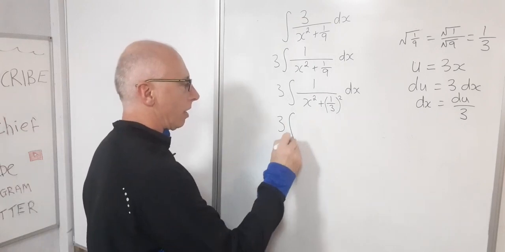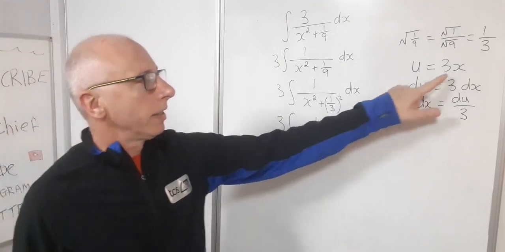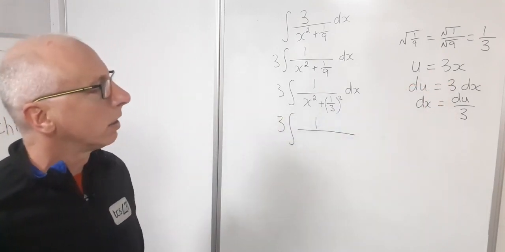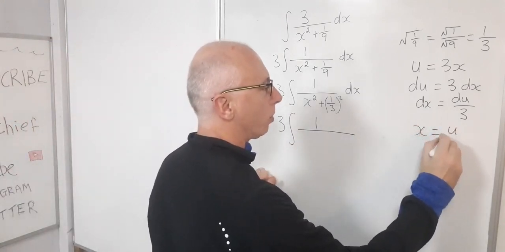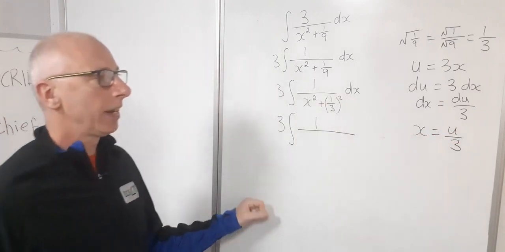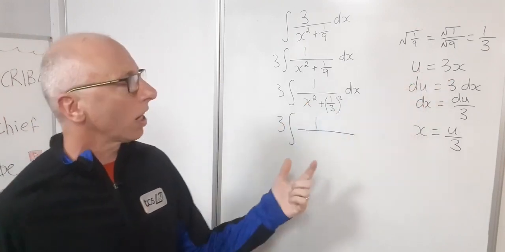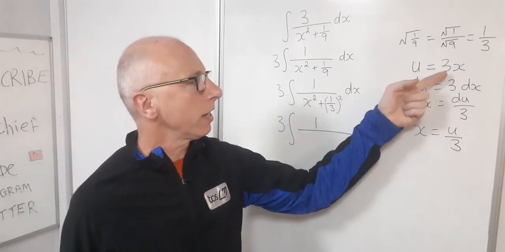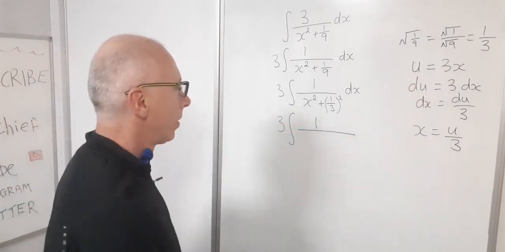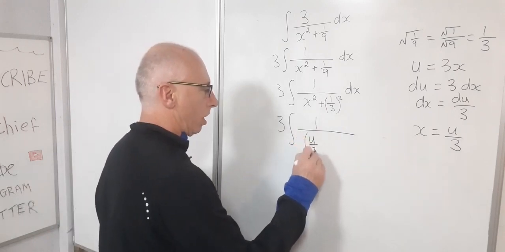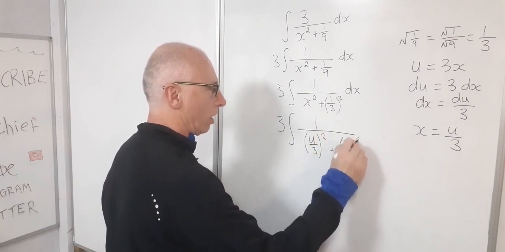So now I've got 3 times the integral of 1. Okay, x squared. Now u equals 3x, so I just need to change that up a little bit. So now my x equals u over 3. Now that's the format I want for my x squared, because I can't just plug in u squared, that's not going to work. U squared is 9x squared, where here I've got x squared. So x equals u over 3. So now let's plug that in. So u over 3 squared plus 1 over 3 squared.